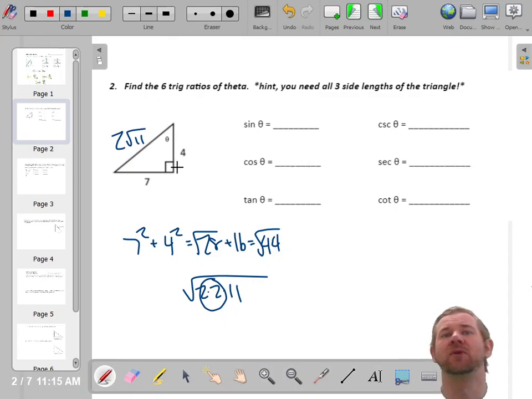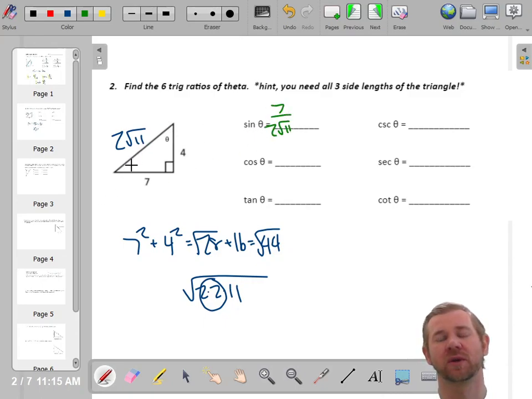Okay, so now I'm going to find the trig ratios. So sine is opposite over hypotenuse, 4 over 2 radical 11. Cosine, oh wait, no, that's wrong. Watch, because theta is up here. So opposite is 7, and then 2 radical 11. We almost always are working from the x-axis, but in this problem, theta is up here. So sine is opposite over hypotenuse. Cosine is adjacent over hypotenuse. And then tangent is opposite over adjacent, 7 over 4.